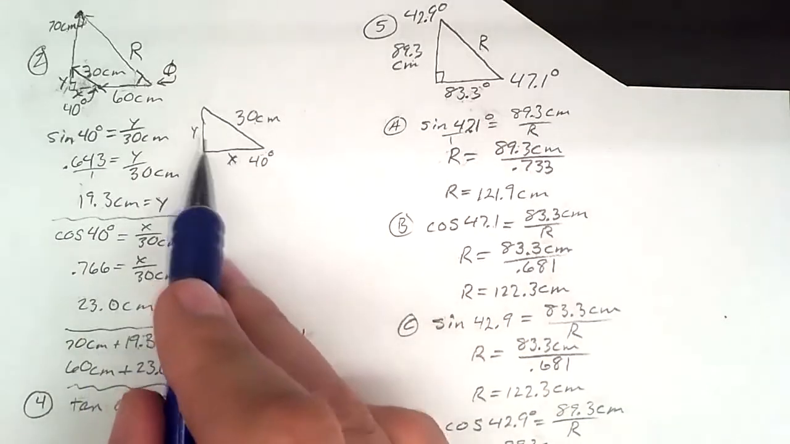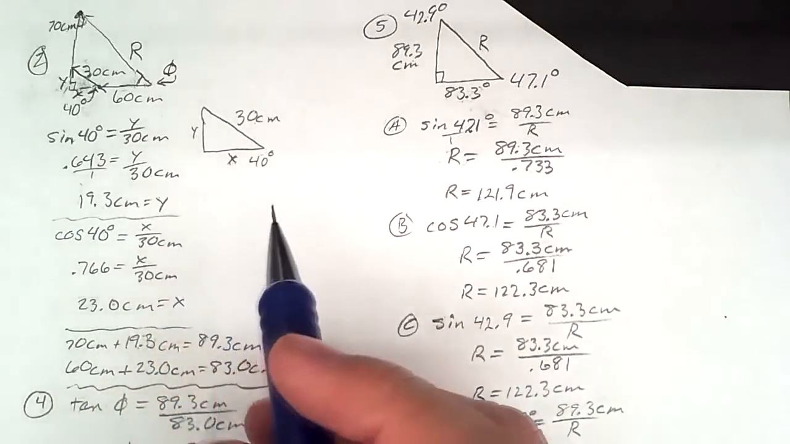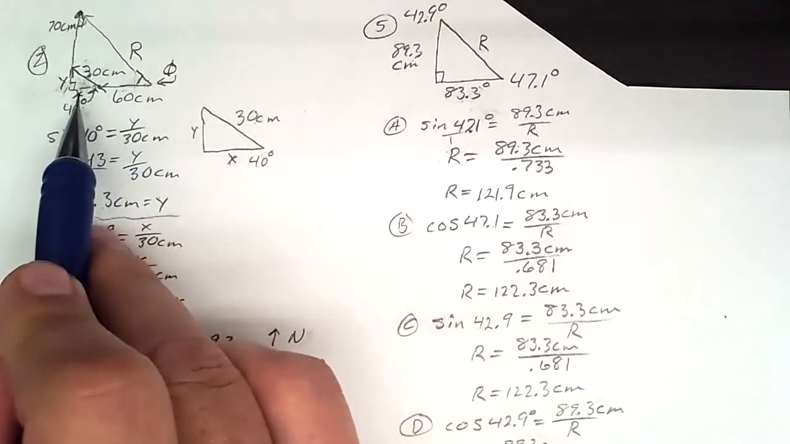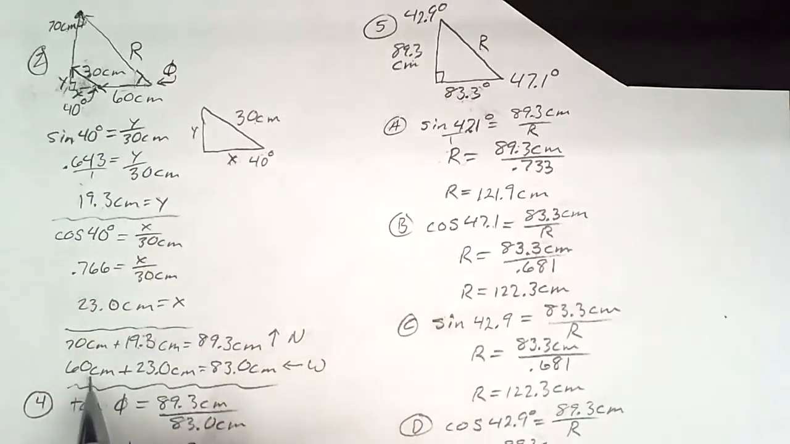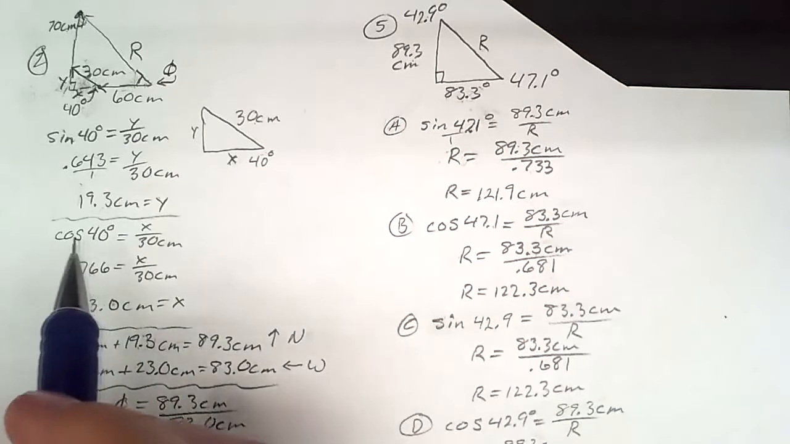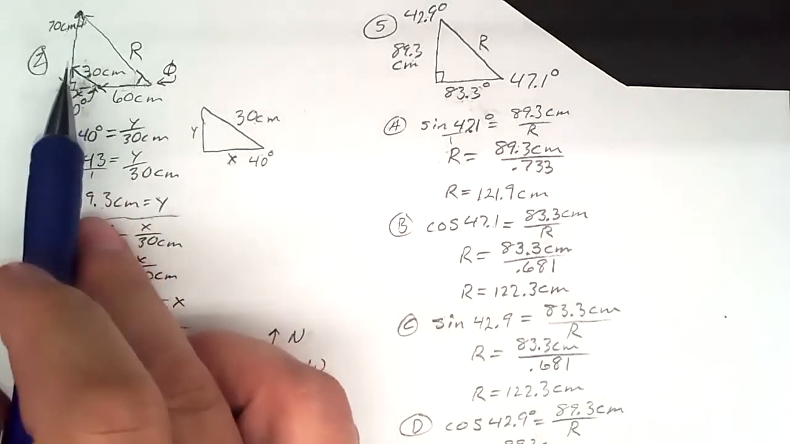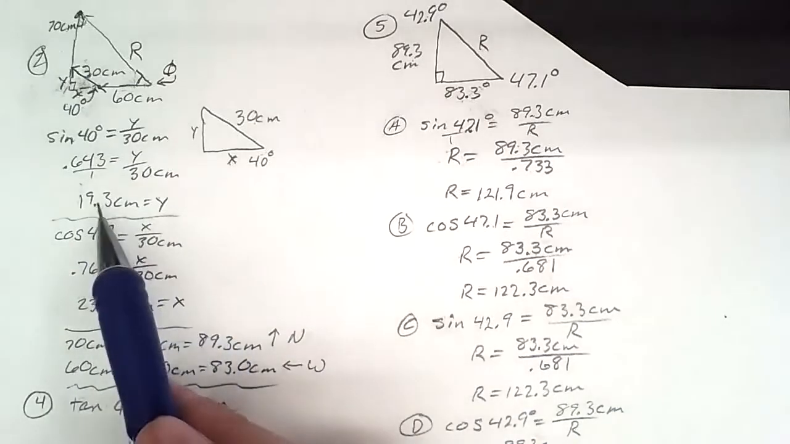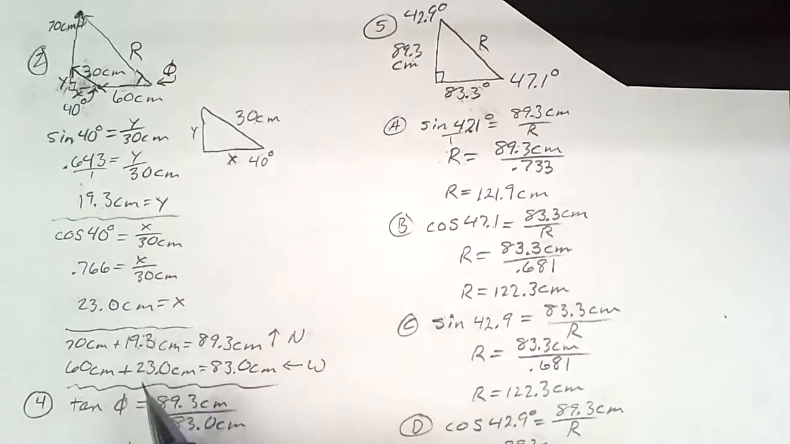So now I know this distance and that distance. So what's the total distance west? Well, it's the 60 centimeters plus whatever I just found for x. So it's 60 centimeters plus the 23 centimeters, and that's a total of 83 centimeters west. The total vertical will be the 70 centimeters plus whatever I found for y. So it's 70 centimeters plus the 19.3 centimeters that I found for y. And so the total north is 89.3 centimeters.